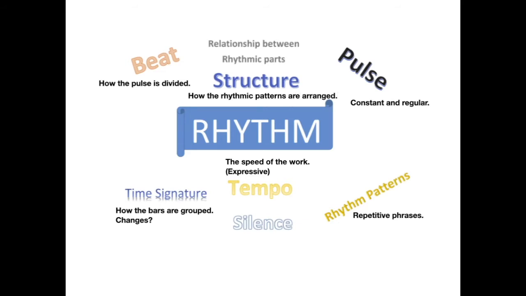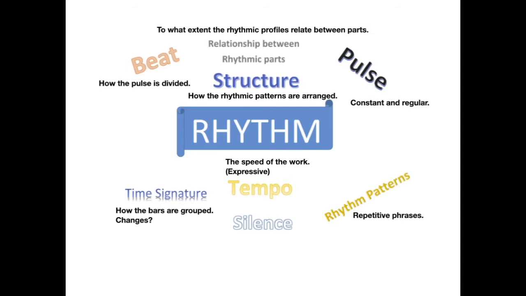The structure is how those rhythmic patterns are arranged. Do we have one, then we introduce a second one? Do we have a third one when the first one drops out, etc.? So what's actually happening? How is it structured? And always, how does that affect the expressive outcome?